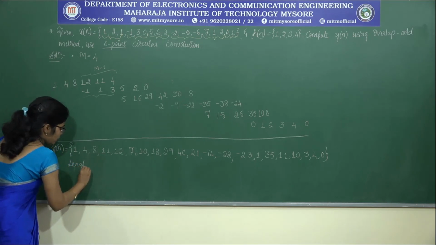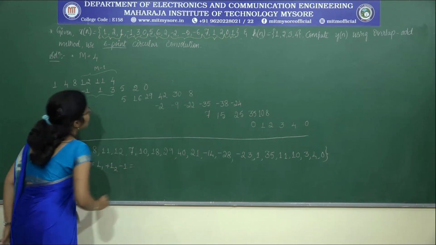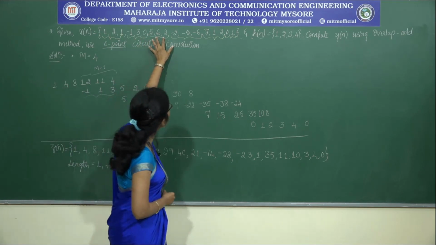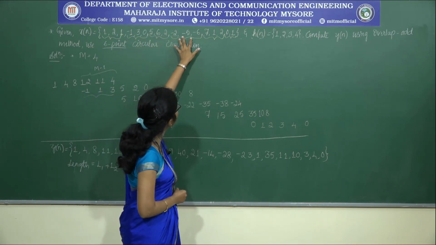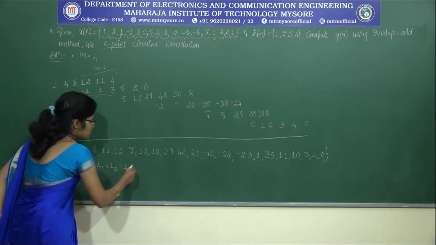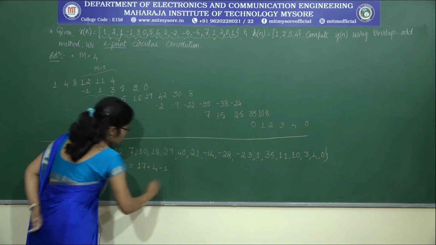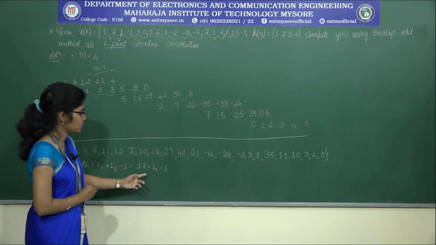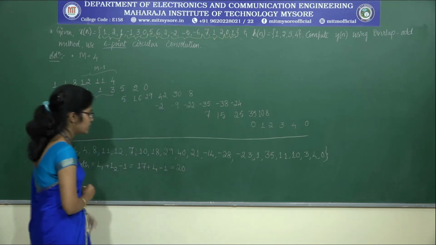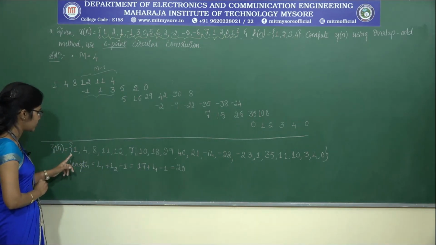Now let us check the length of y of n, whether it is correct or wrong. So the length of y of n will be equal to L1 plus L2 minus 1. L1 is 3 plus 3 is 6, 6 plus 3 is 9, 9 plus 3 is 12, 12 plus 3 is 15, 15 plus 2 is 17. So the value of L1 is 17, the value of L2 is 4. So 17 plus 4 is 21, 21 minus 1 is 20. We get this as 20. How many samples should y of n contain? 20 samples.